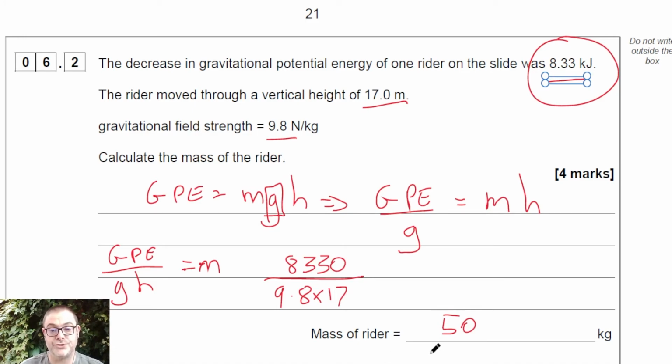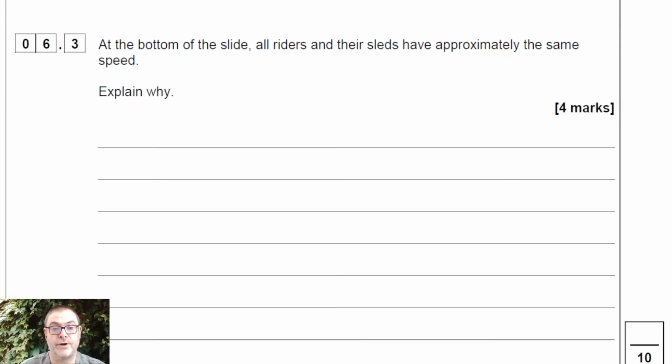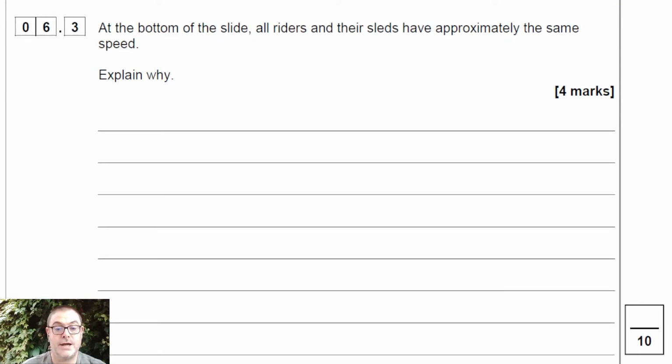You also know you're onto something because you've got a really nice answer out on your calculator. That's not got any decimal points or loads of significant figures, and that's always a clue that you're on the right line. It's not a guarantee, but it is a good clue. Moving on then, this is a really great question, and it says, at the bottom of the slide, all the riders have the same speed, approximately. Explain why.